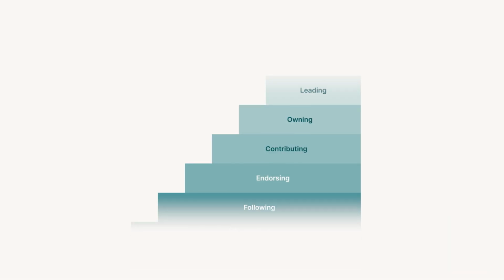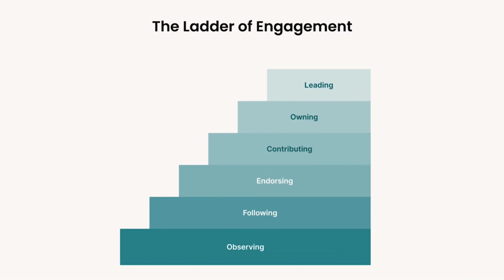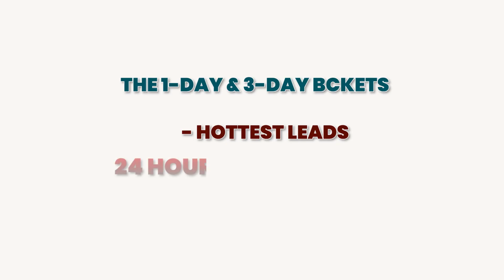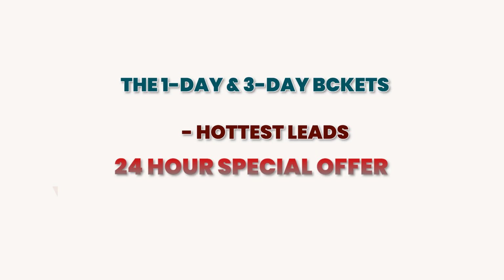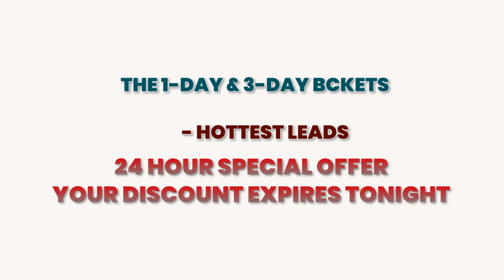This is a system of time-based lists that allow you to change your message based on how recently the user interacted with you. In my agency, we build a ladder of audiences for every new account. The 1-day and 3-day buckets. These are your hottest leads. They were just looking at your offer. This is where you show an ad with extreme urgency, like 24-hour special offer or your discount expires tonight.